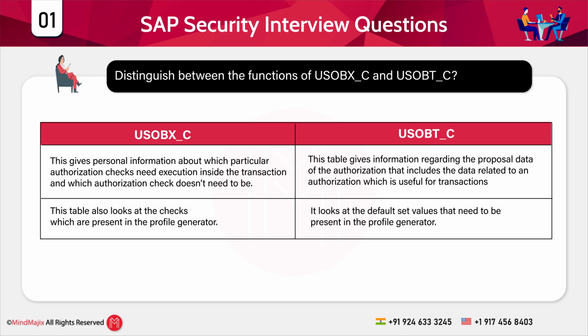And if you talk about USOBTC, this table gives information regarding the proposal data of the authorization, and it includes the data related to an authorization which is useful for the transactions. The next point over here is in case of USOBXC, this table also looks at the checks which are present in the profile generator. And in case of USOBTC, it looks at the default set of values that need to be present in the profile generator. So these were some of the critical differences between USOBXC and USOBTC.